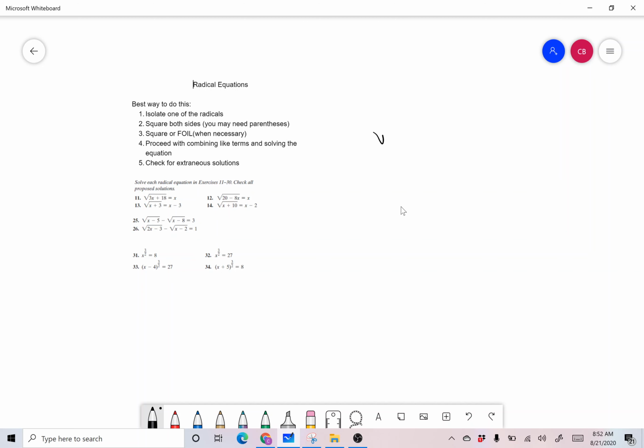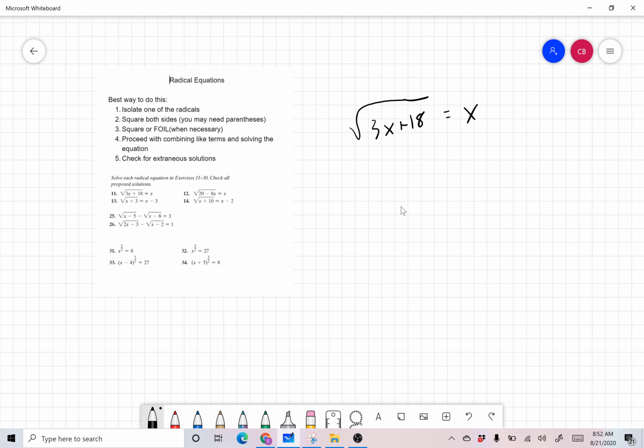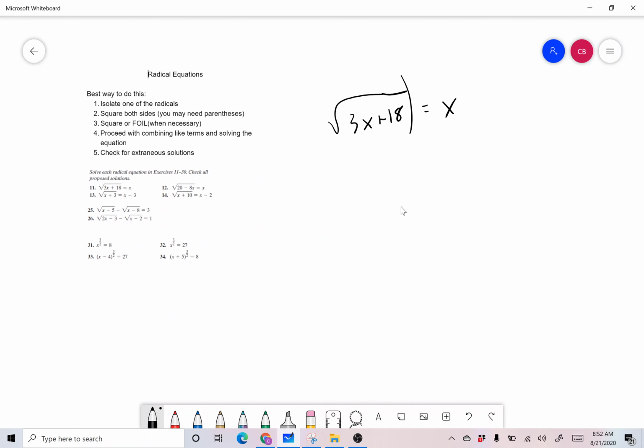So if we have the square root of 3x plus 18 is equal to x. So first thing first, isolate the radical. Well, that's already isolated. The radical is the square root, so we square both sides. So this is 3x plus 18 is equal to x squared. Well, you've seen this before.